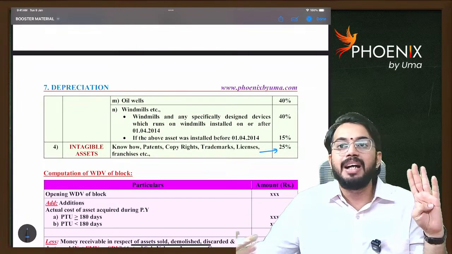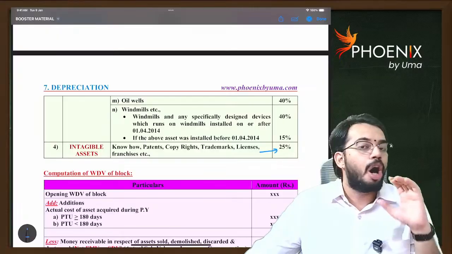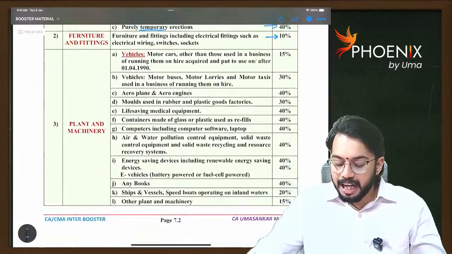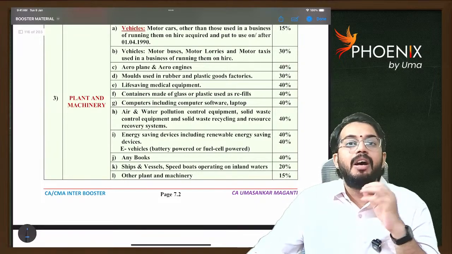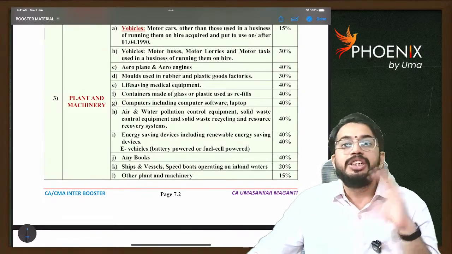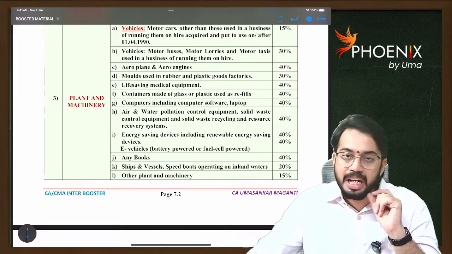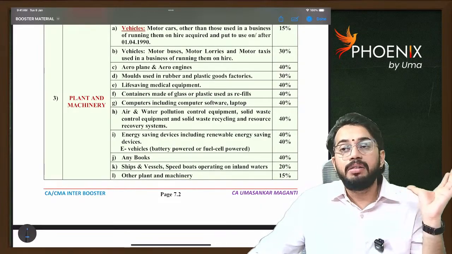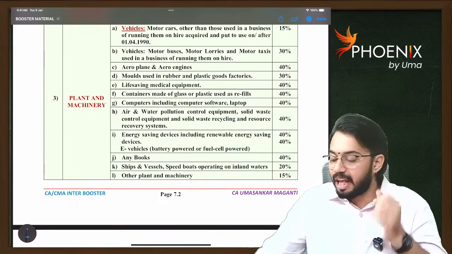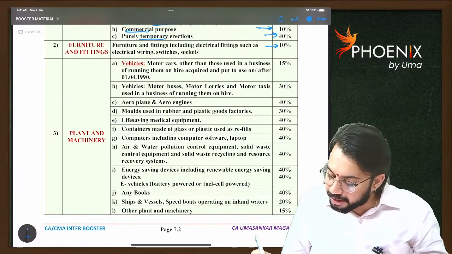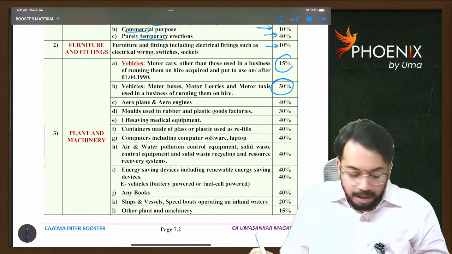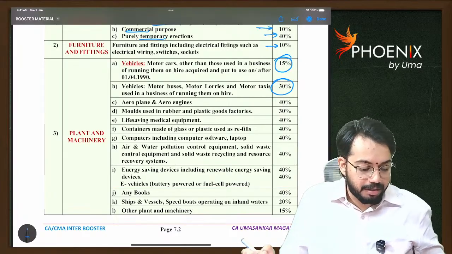Intangible assets, trademarks, copyrights, patents, know-how, on all these the rate of depreciation is 25%. Next, plant and machinery. Very simple. Aeroplanes, rate of depreciation 40%. Ships, rate of depreciation 20%. Next, motor vehicles. If motor vehicles are used in hire business, then rate of depreciation is 30%. If used other than in hire business, then rate of depreciation is 15%.